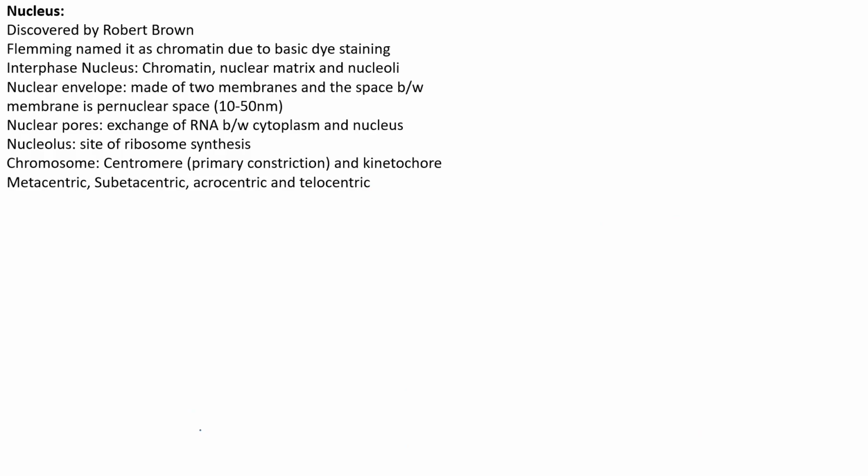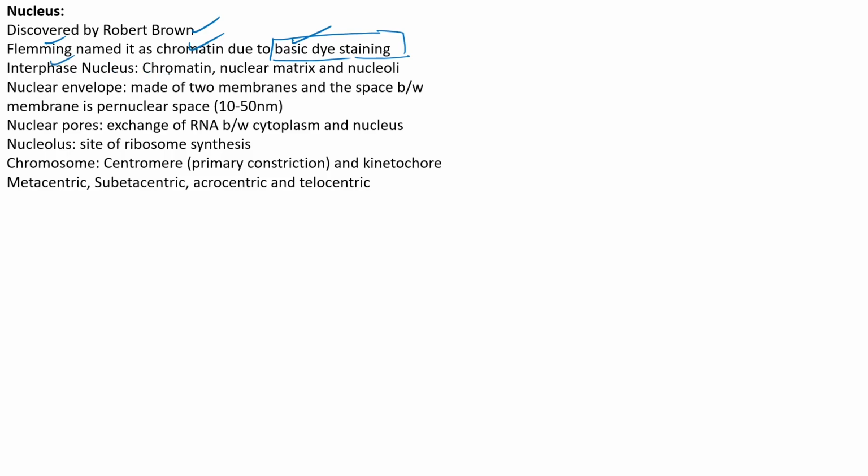Now, let us look into the next one, that is the nucleus. The nucleus, we all know, was discovered by Robert Brown, and due to its basic dye taking property, it is mainly stained by the basic dyes. For example, acetocarmine is a basic dye. They are mainly used for staining the nucleus. As they take up the basic dye, it is called chromatin, and this naming was done by Fleming. And the interphase nucleus is the most detailed nucleus we can say for studying. Interphase nucleus, in the sense the nucleus that is not dividing, is called the interphase nucleus.